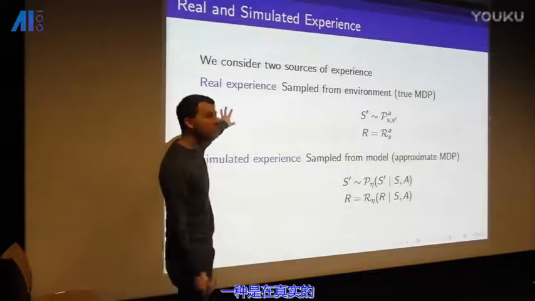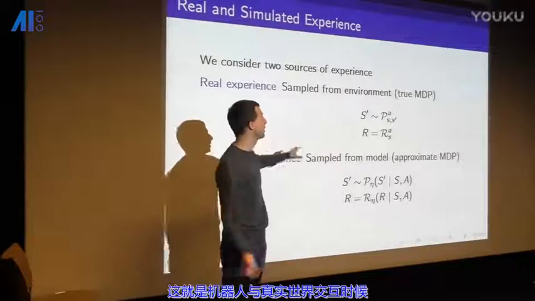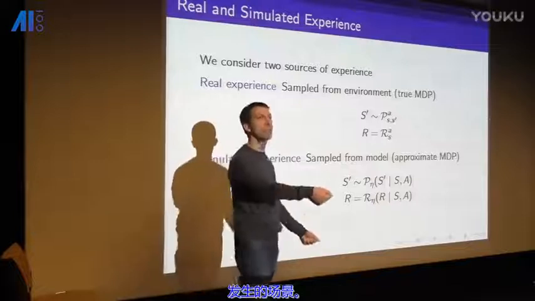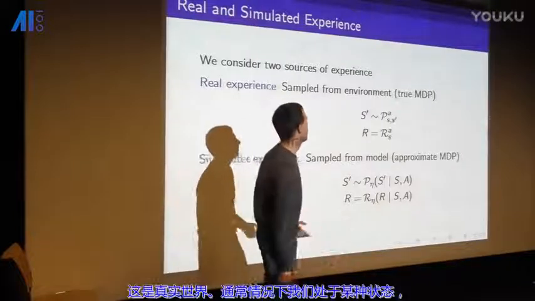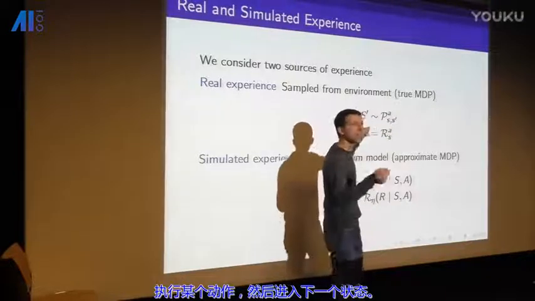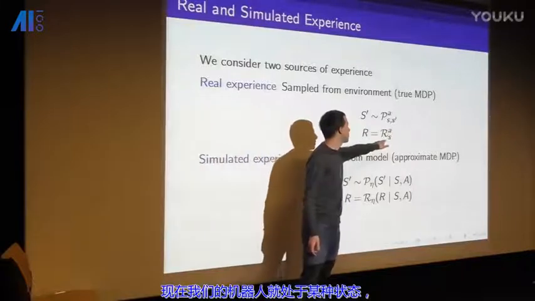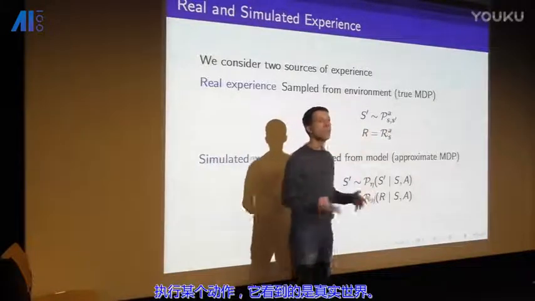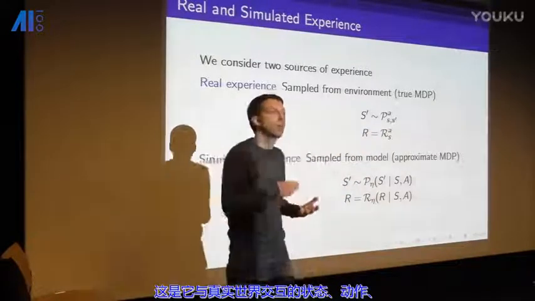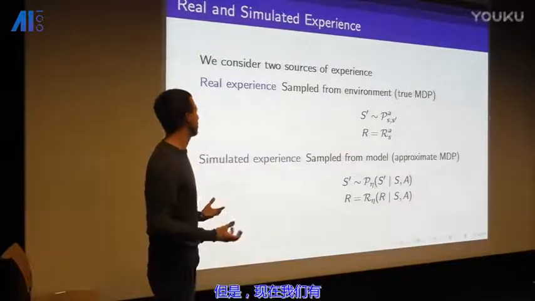We've seen real experience that's sampled from the environment, sampled from the true MDP. So this is what happens when our robot's really interacting with the world. This is the real world. The real world is that you're in some state, you take some action, you see some next state. And now you're in some state, you take some action, you see some real reward. These are our samples that we're generating, our state, action, reward, next state. Real interactions with the environment.